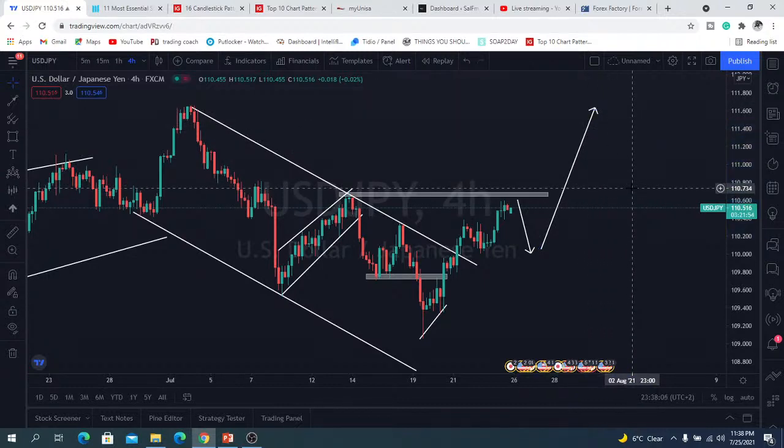Obviously that's not going to happen within like 8 hours or 4 hours. It might take the whole week to complete. So that's my view on USD JPY. I think I shared this analysis on my Telegram group, and that was like months ago. I was like, we are looking for long-term opportunities to the upside.